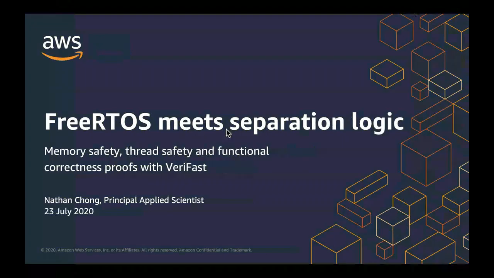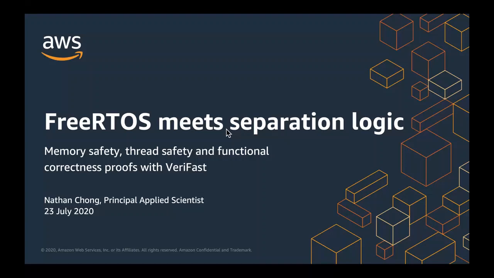Nathan Chong is next. We're going back down in the bits of the bowl of everything. And so Nathan is also a principal scientist. He's working on proving memory safety and thread safety for low-level code, and he's going to talk to us about his experiences applying it to IoT and other applications. So take it away, Nathan. Hey, thanks, Neha. And hello, CAV.